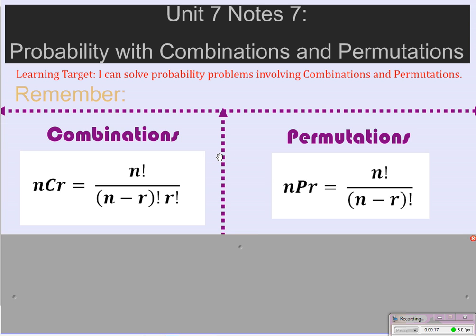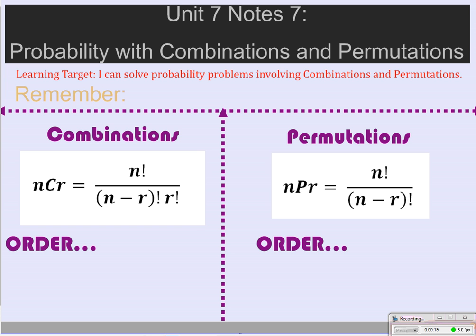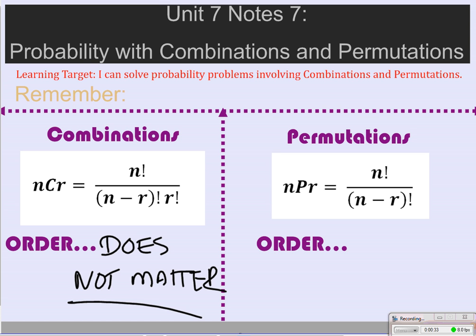So take a look to remember what is going on here. You have combinations and you have permutations. In combinations, order does not matter. You got to think, does it matter if I get picked first or last? Do I still get picked? Yes, that does not matter, then it's a combination. If order does matter, if the first person that gets picked is somehow different than the last person that gets picked, then it is a permutation.